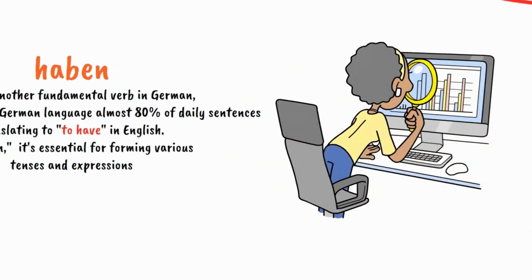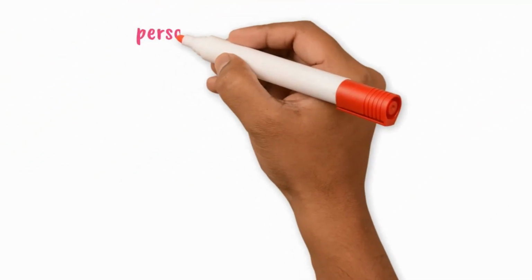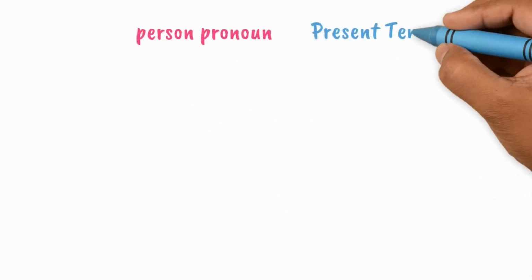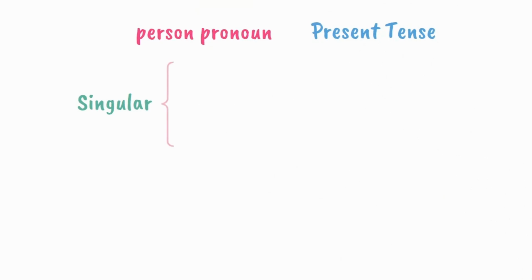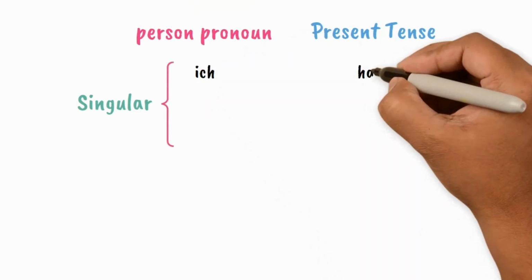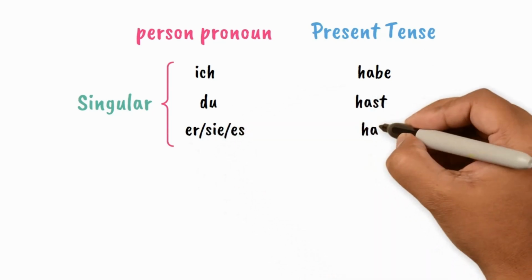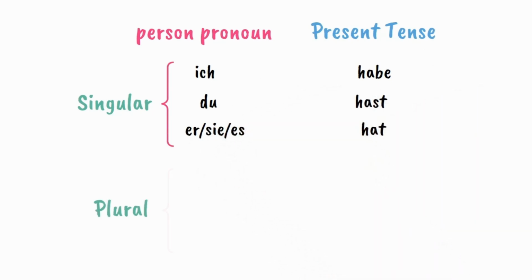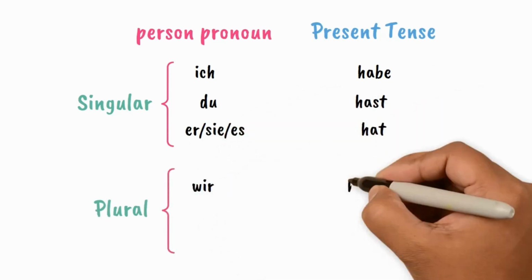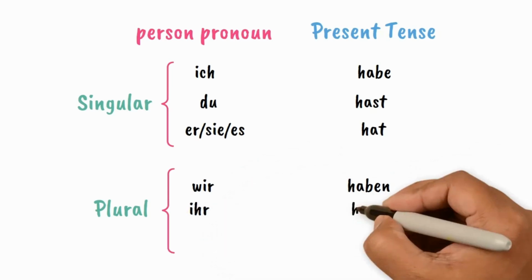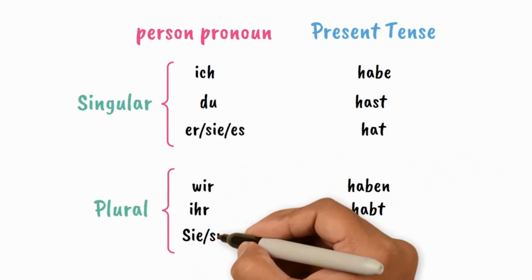How to conjugate the verb haben? Start with the personal pronouns in the present tense, singular case: ich habe, du hast, er/sie/es hat. And in the plural case: wir haben, ihr habt, sie haben.